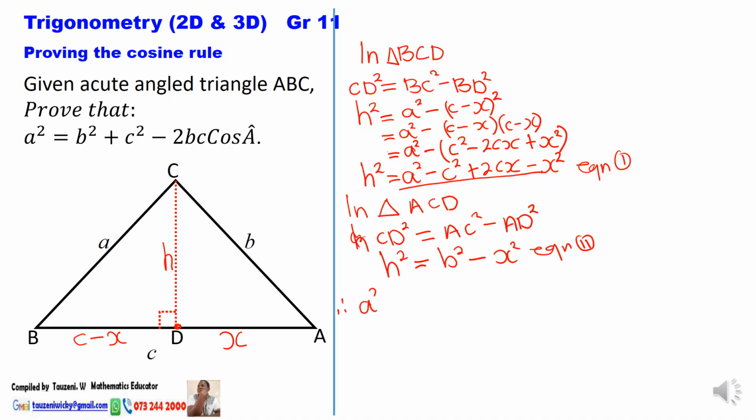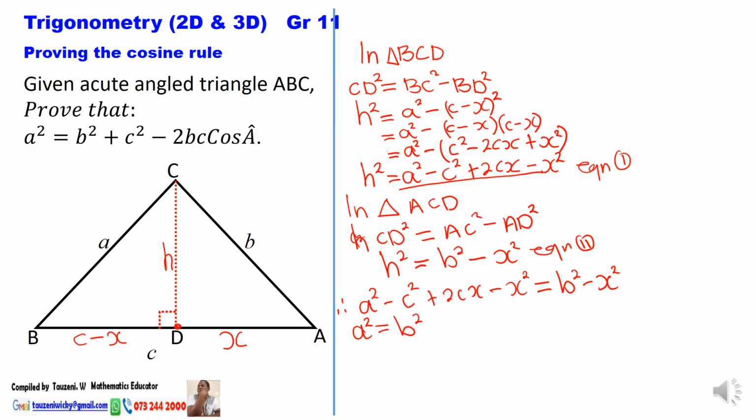So a squared minus c squared plus 2cx minus x squared is equal to the second one, which is b squared minus x squared. Then from there, we make a squared the subject. So transposing all numbers to the right-hand side, a squared will equal b squared.